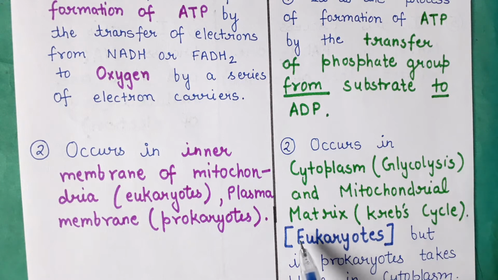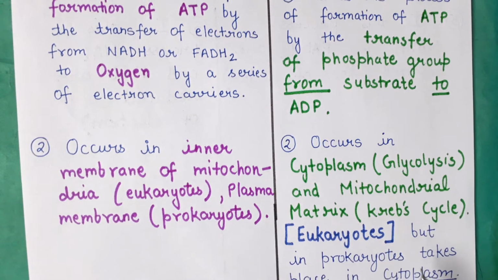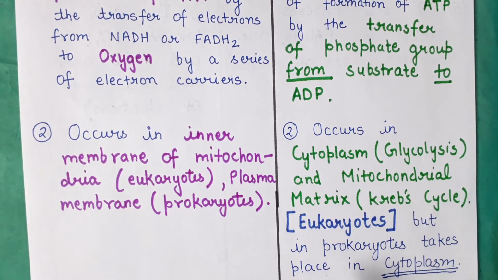This is in eukaryotes, but in prokaryotes both processes, glycolysis and the Krebs cycle, take place in the cytoplasm of the cell. That's why substrate level phosphorylation takes place in the cytoplasm in prokaryotes.